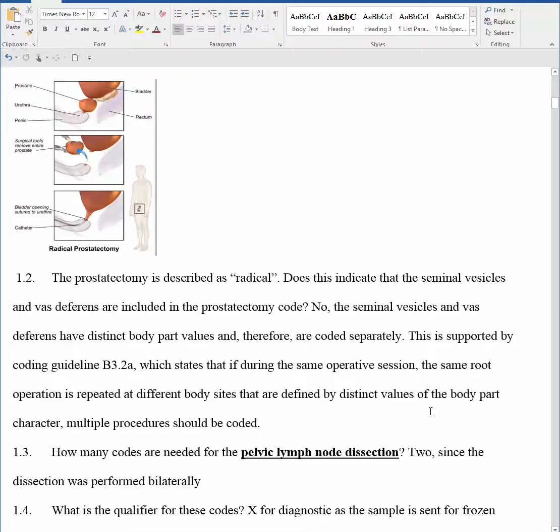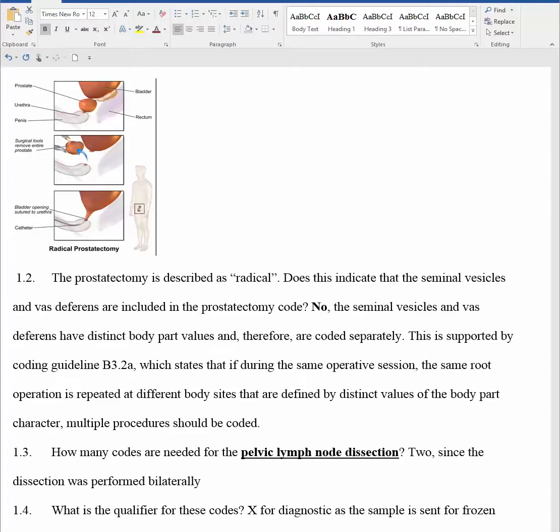Second question: the prostatectomy is described as radical. Does this indicate that the seminal vesicles and vas deferens are included in the prostatectomy code? The answer to that is no. The seminal vesicles and vas deferens have distinct body part values and therefore are coded separately.